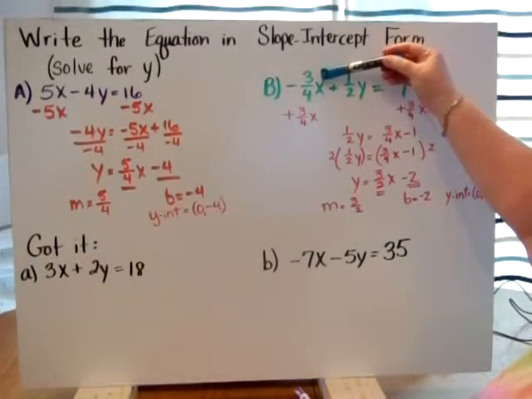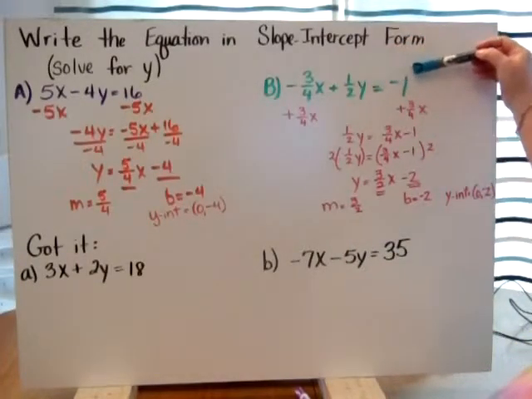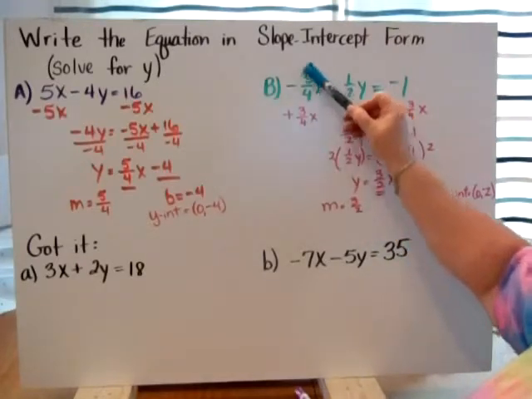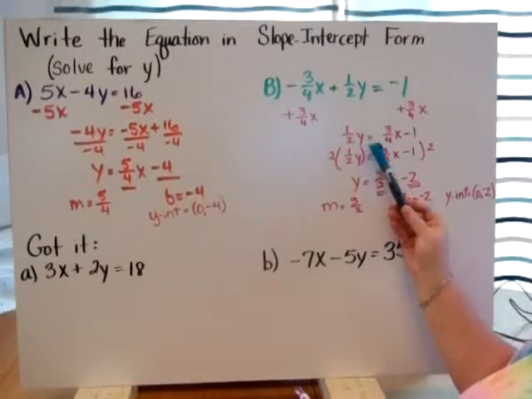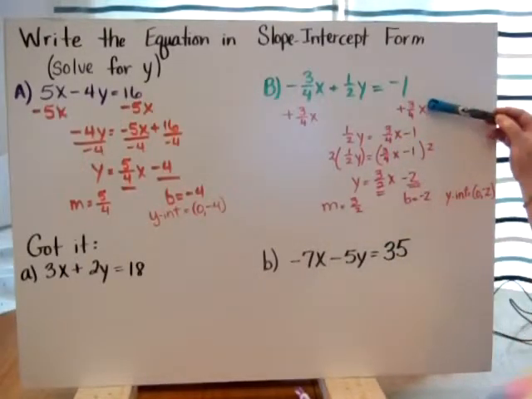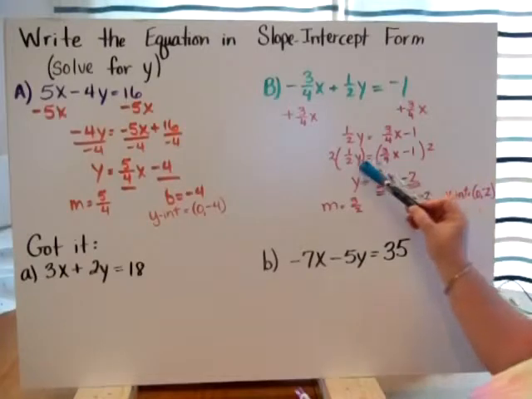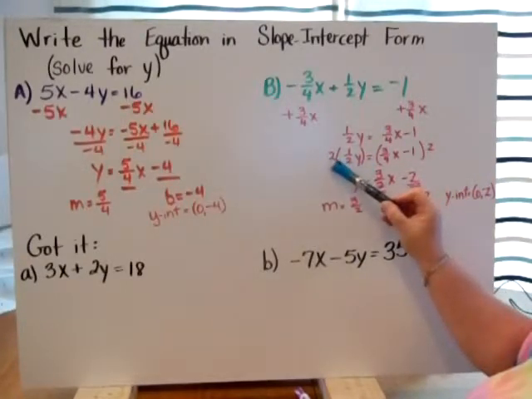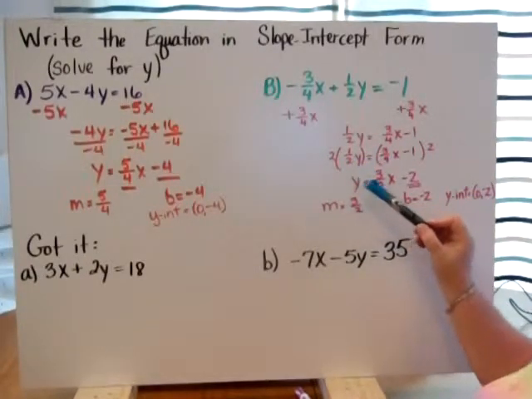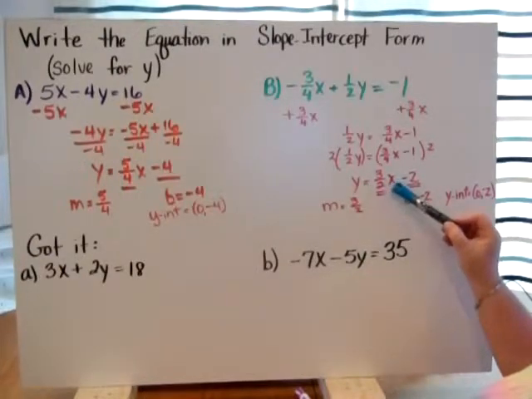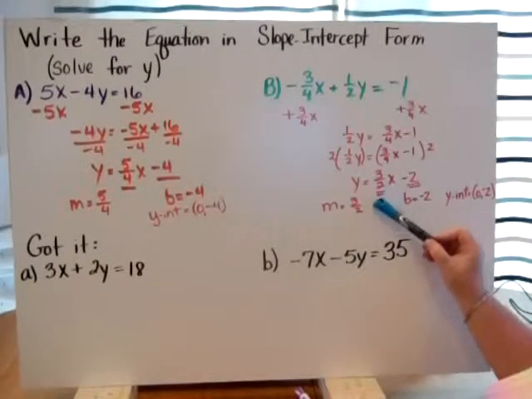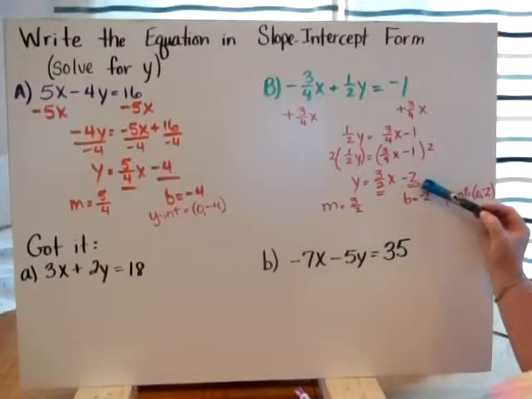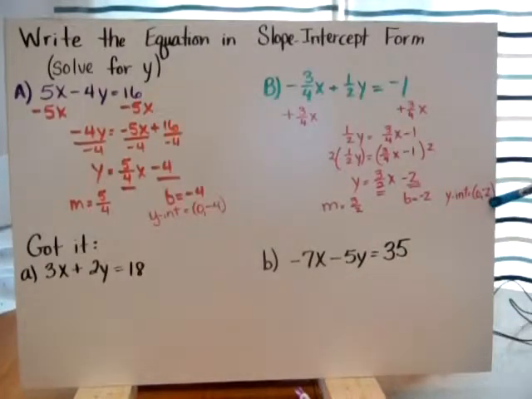On our second problem, we have negative 3/4 x plus 1/2 y equals negative 1. We start by adding 3/4 x to both sides. Those will cancel. That leaves us 1/2 y equals 3/4 x minus 1. Since this is division by 2, we're going to multiply both sides by 2 to get rid of the 1/2. That would give us y equals 3/2 x minus 2. Since this is in front of the x, this is our slope, 3/2. This is our b of negative 2, so our y-intercept is (0, -2).